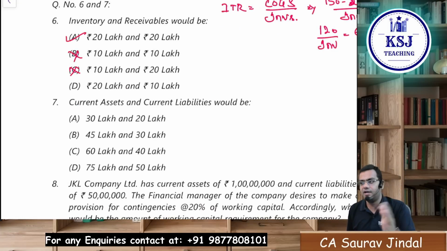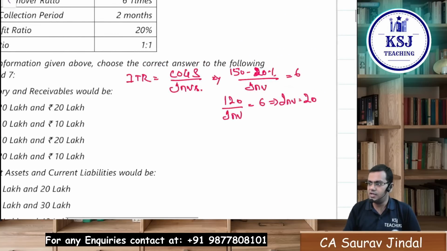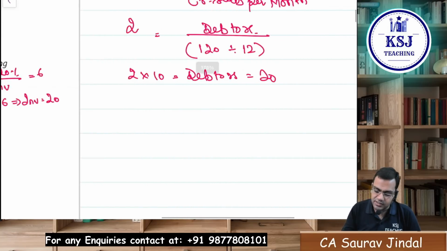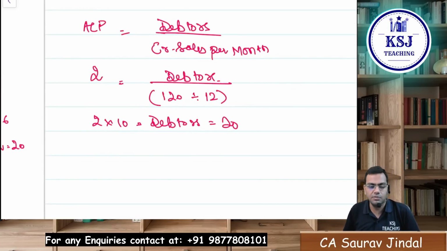20 lakhs of inventory and 20 lakhs of debtors. Inventory calculated using the COGS by inventory and the debtors calculated using the average collection period. Please be very careful with the small calculations, that here you have to take the credit sales and not the total sales. If you take 150, it will be absolutely wrong. Clear?